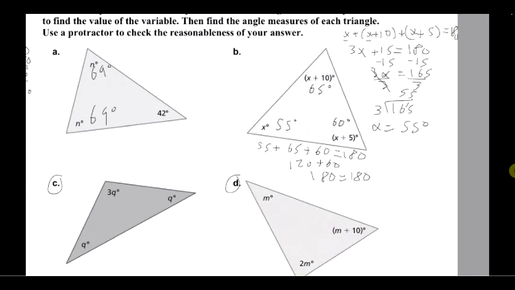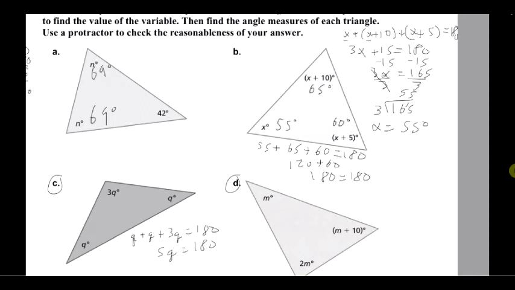I will help you set up equations for triangles C and D, and you will need to finish them on your own. So if we were to add up all the angles in triangle C, we would have Q plus Q plus 3Q, or 1 plus 1 plus 3, equals 5Q, equals 180. 5Q, combined like terms, equals 180, and you can do the rest.